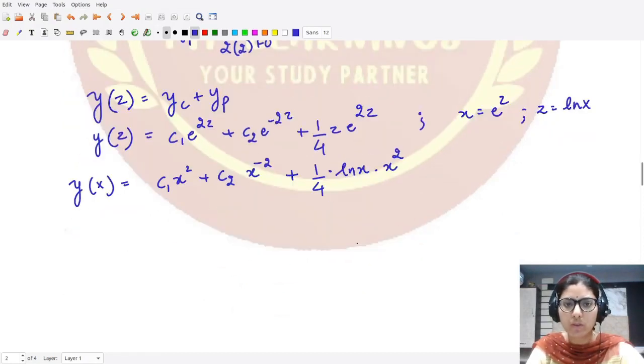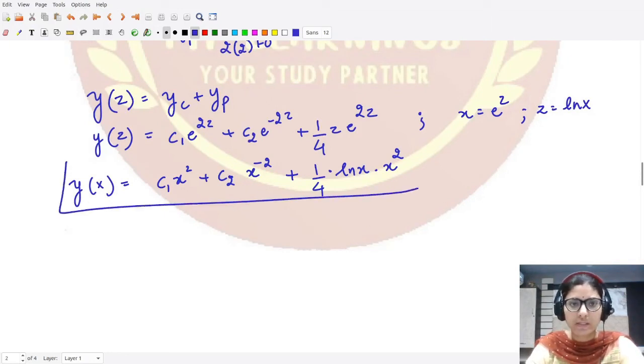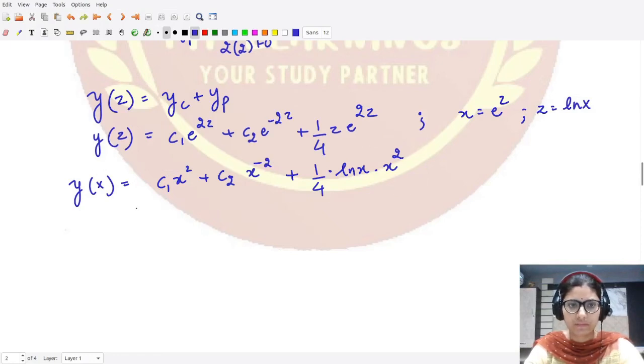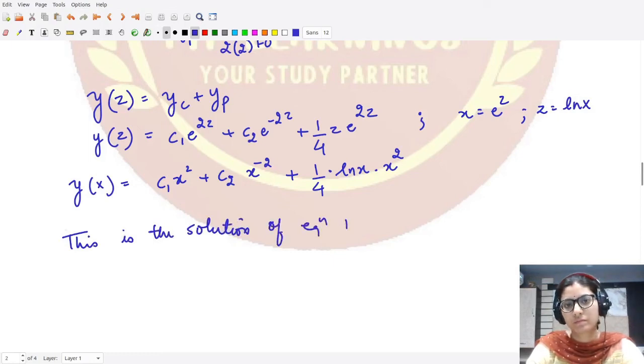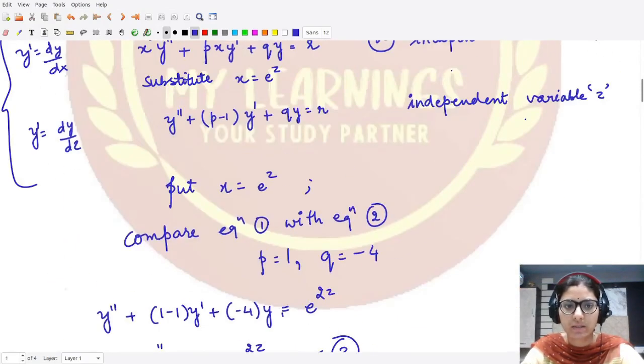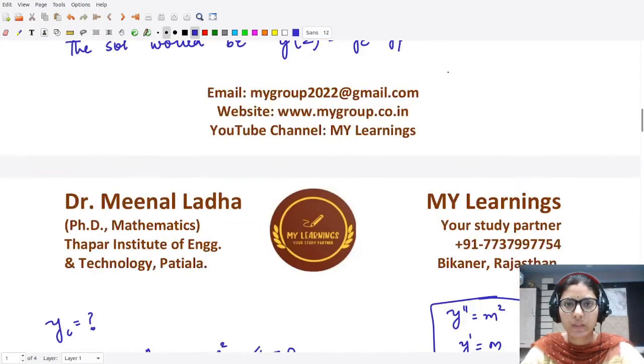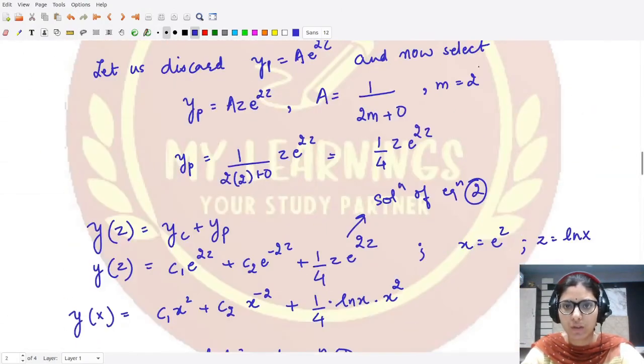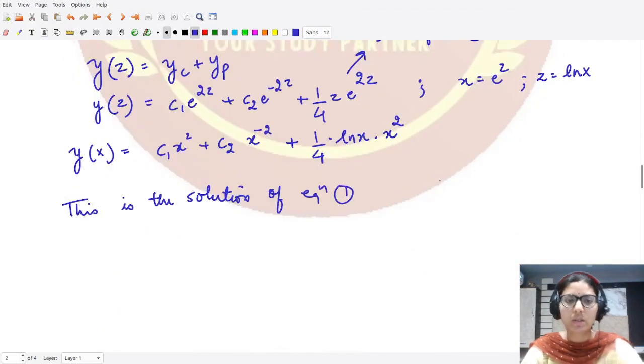Now what about these constants c1 and c2? We say this is our solution, the solution of equation 1, and this was the solution of equation number 2, right? I guess it is 2. Let us check here. No, it is 3. So this is the solution for equation number 3. Okay, so we have the solution.